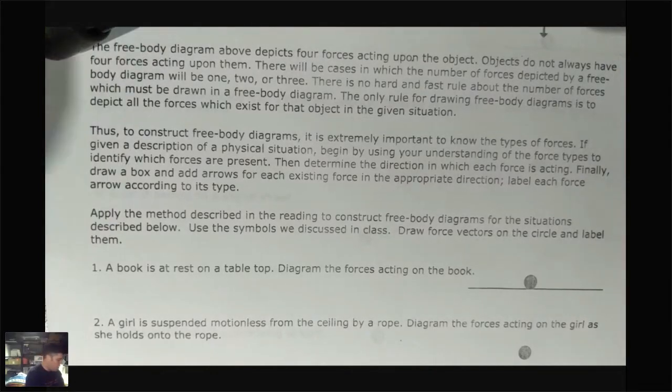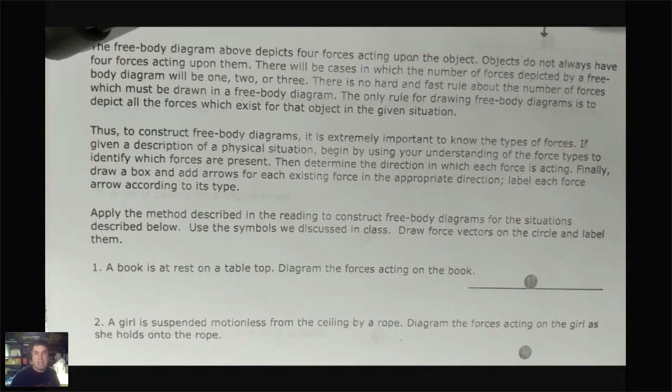So number one, a book is at rest on a tabletop. Draw the forces acting on the book. Okay, so I'm going to ask these questions a lot, apparently. How many forces are acting on the book? Reagan says 2. So there are 2 forces. Grace did 2. Okay, so 2 forces acting on the book.